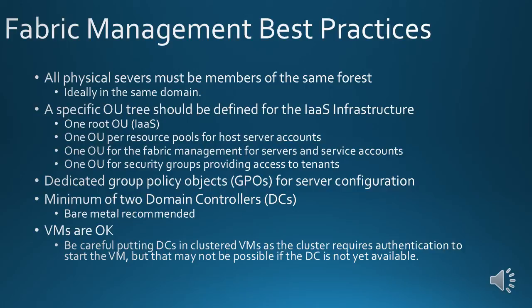We recommend having a specific organizational unit, or OU, tree, and a primary root OU for this infrastructure as a service implementation. Additionally, we recommend having one OU for each resource pool for the host service accounts. A resource pool might be a group of services or a group of storage networking architecture such as routers or network load balancers.